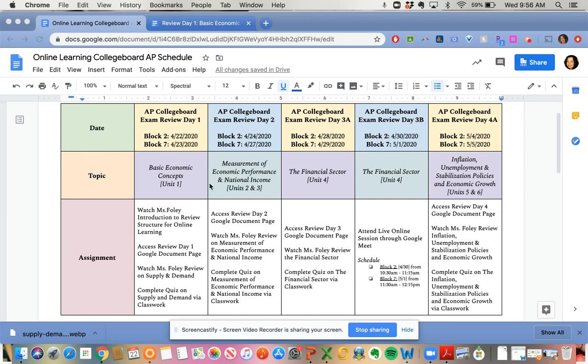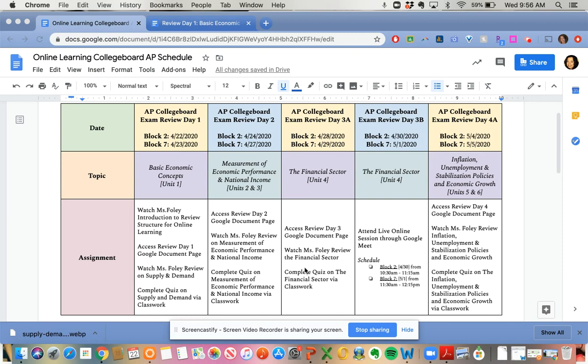As you notice, here are the topics that we're going to be doing each day. Pretty much each day is the same. You're going to be looking at that review day Google document, which I will always have a YouTube video of me going over for you. There will always be a video, and then there will always be a quiz. So that's what's happening day 2, and that's what's happening day 3.